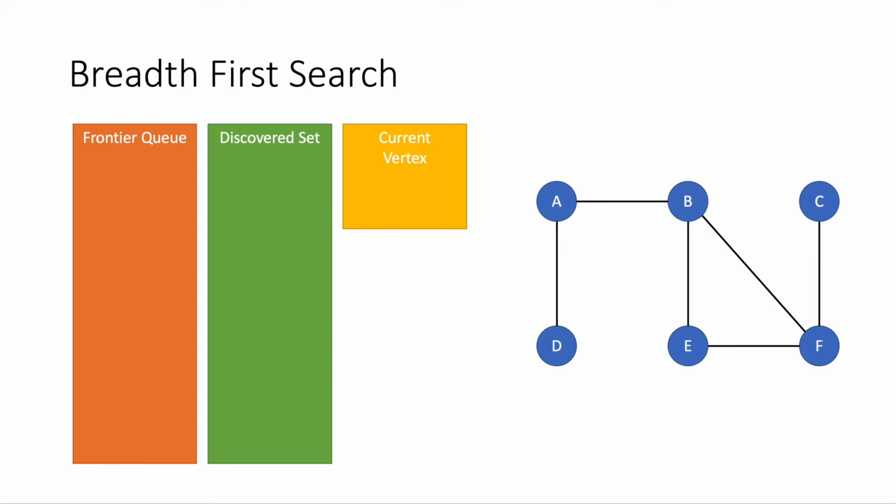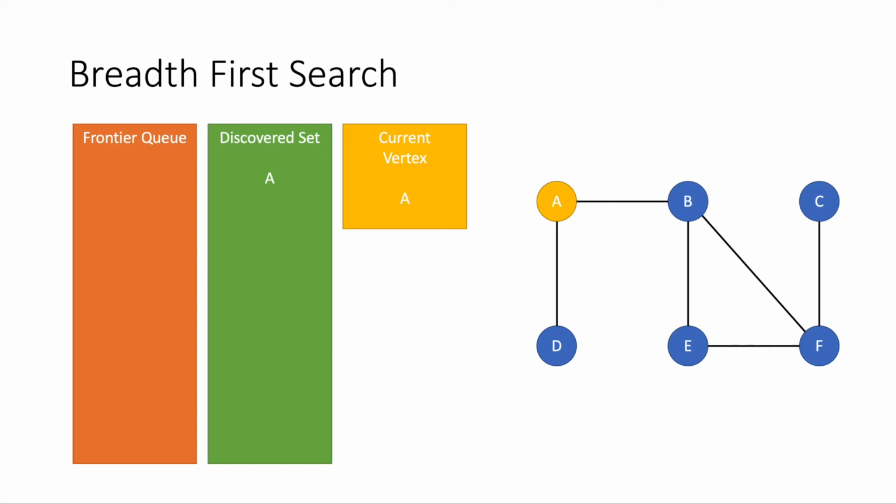Let's start the algorithm again, searching from starting vertex A. The first step of the breadth-first search is to add the starting vertex A to the frontier queue and the discovered set. Once this is completed, we can begin the main program loop. The first step of the main algorithm loop is to take the front item in the frontier queue and set it as the current vertex.